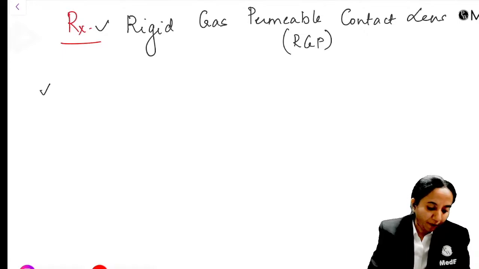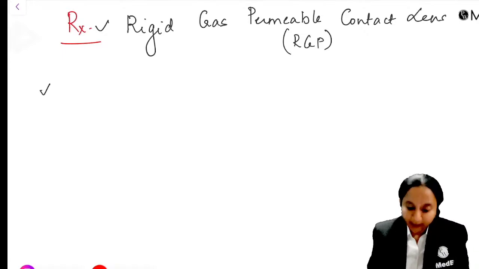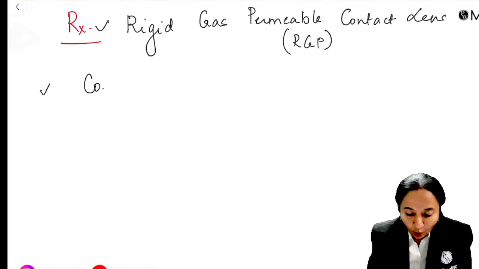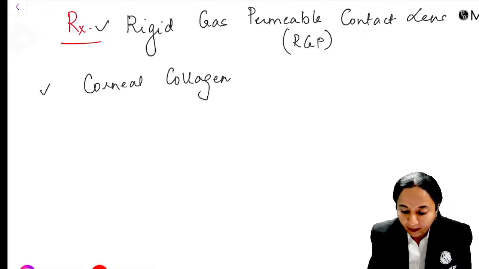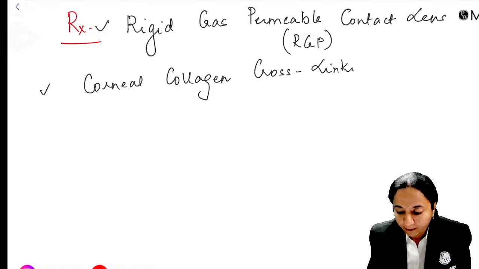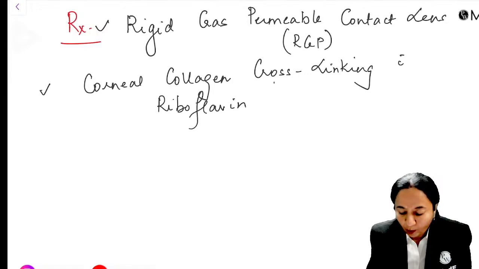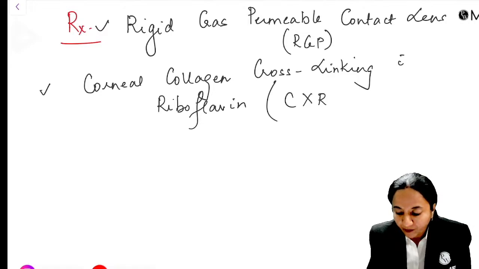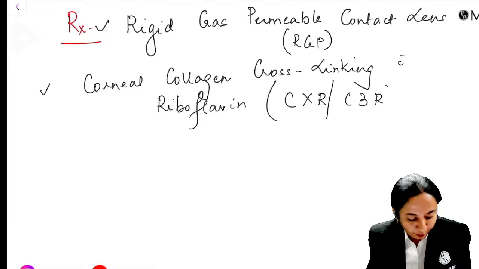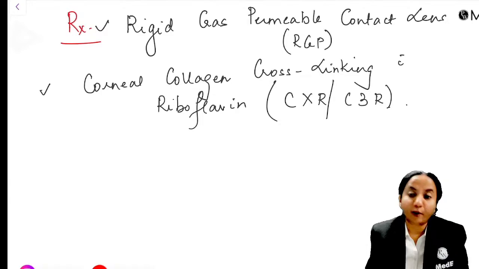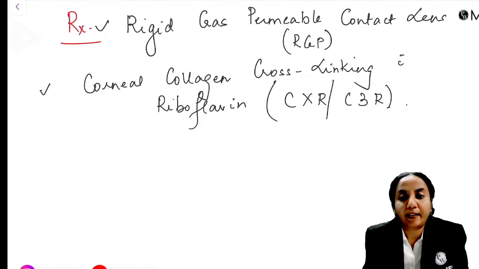What is the procedure for flattening the cornea in keratoconus? Correct, C3R, that is corneal collagen cross-linking with riboflavin, or C3R, some people also write it as CXR. Now this is a procedure, as I told you, meant for flattening the cornea.